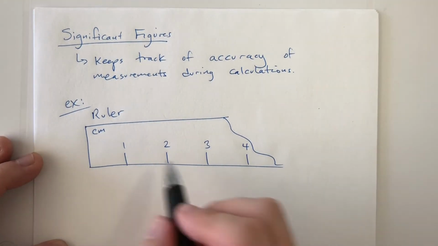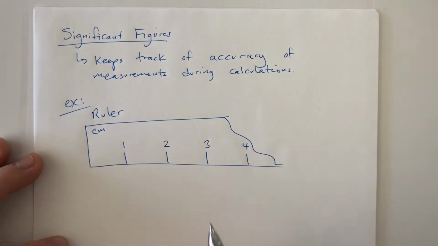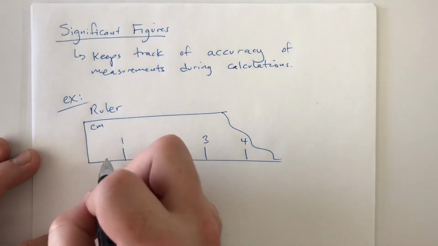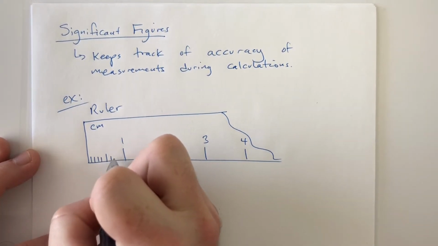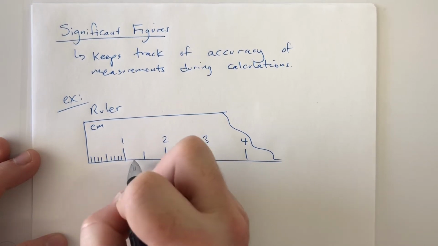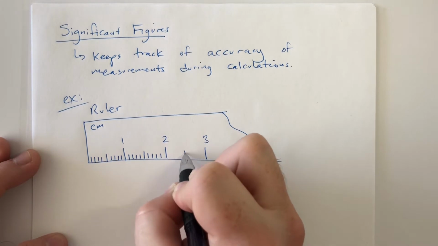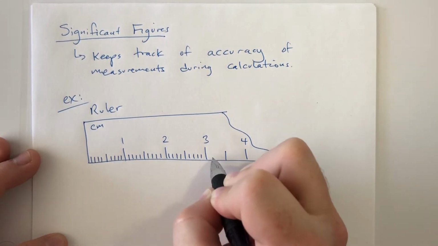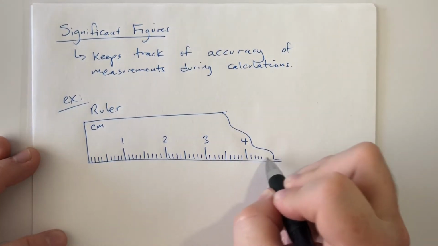Okay, so 1, 2, 3, and 4, and then most rulers that you'll ever use in your life have a division of 10 in between each of these. So I'm going to cut it in half. 1, 2, 3, 4. 1, 2, 3, 4. Not perfect, but it's good enough for what we're doing.